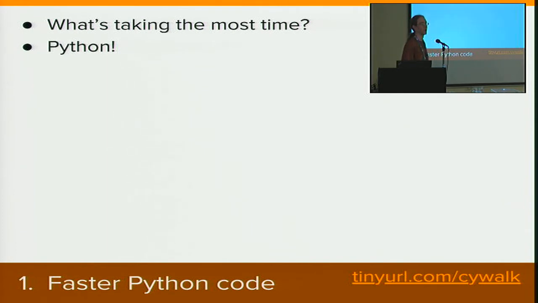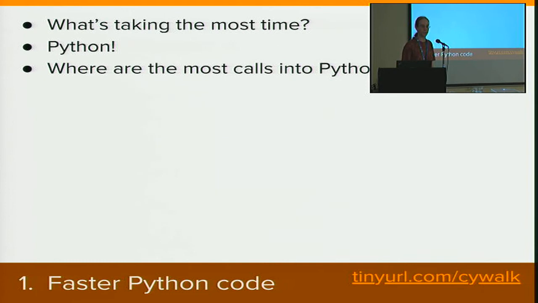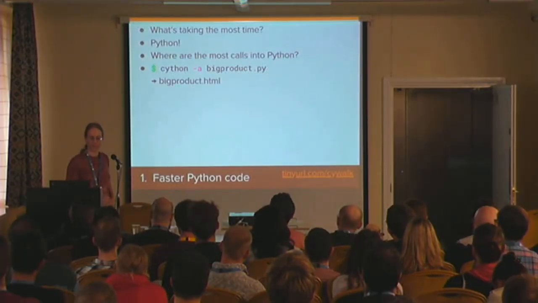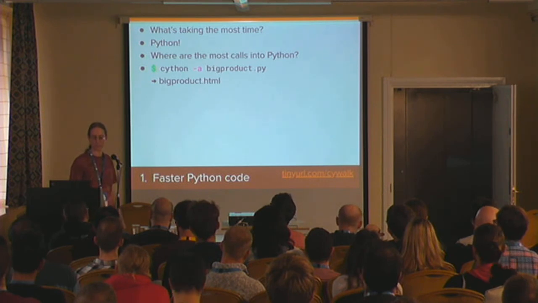Well, it's Python, unfortunately. Python's a very powerful language and lovely to work with, but the cost of that is slightly slower runtime than a compiled language would be. So we need to find where the most calls into Cython are. And Cython provides us a handy utility to do this.